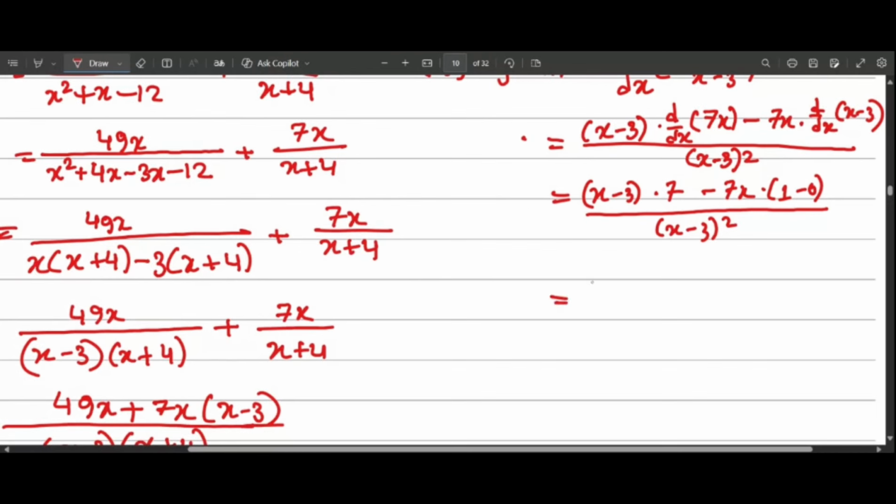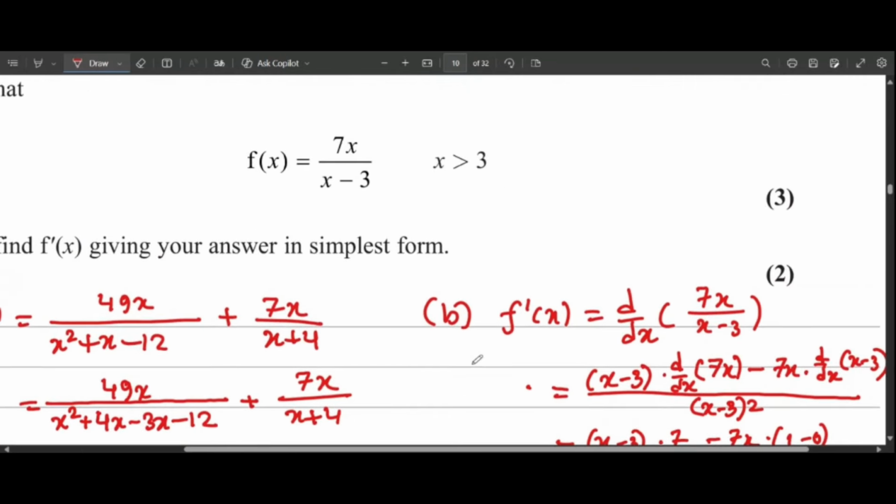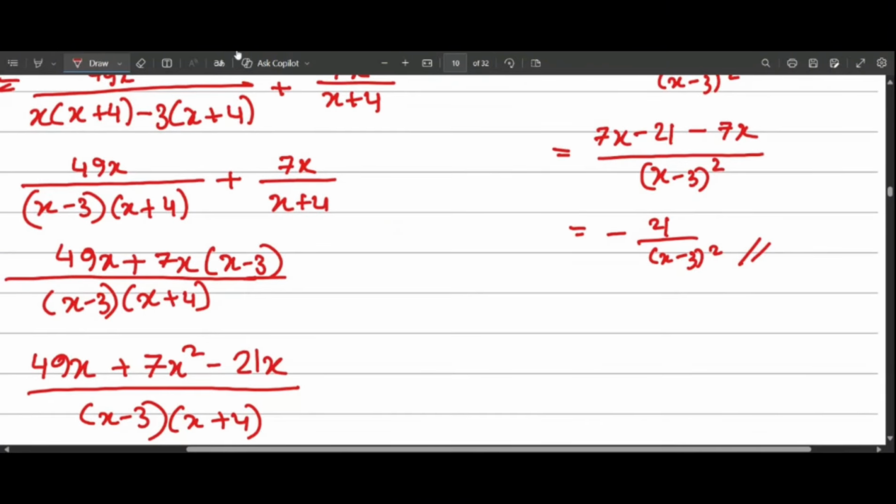Ultimately, simplification will give us 7x minus 21. I have expanded the brackets here, and then on the right we get minus 7x divided by (x minus 3) whole squared. So 7x and 7x cancel out. This gives us minus 21 over (x minus 3) whole squared. This is our answer to part B.